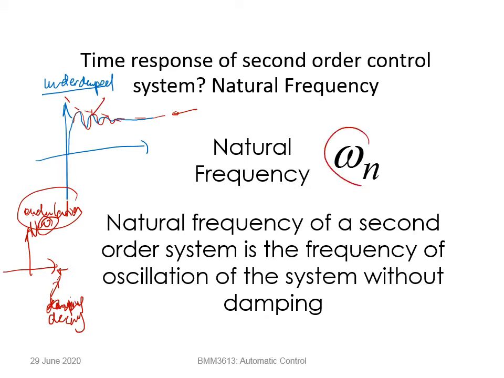So the definition of natural frequency is the frequency of oscillation of the system without damping. So what does it mean without damping? First, we have to eliminate the damping. Without damping means when we don't have any decay. So when the component of sigma is 0, we will see that there is an undulation. This undulation that has a certain frequency, that is the natural frequency, right? So the frequency at which the time response oscillates, if there were no decay, is what we call natural frequency.